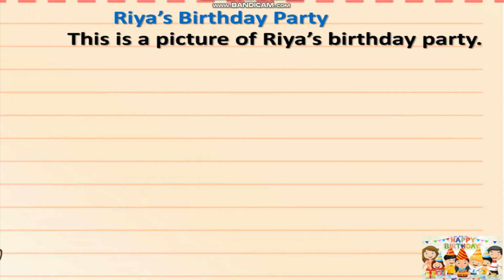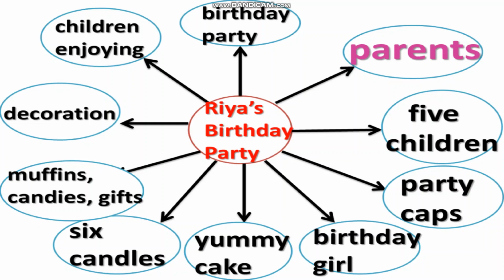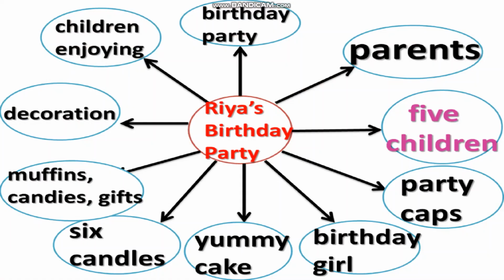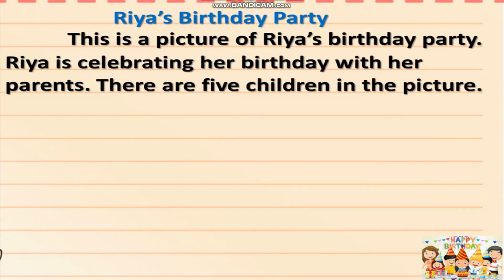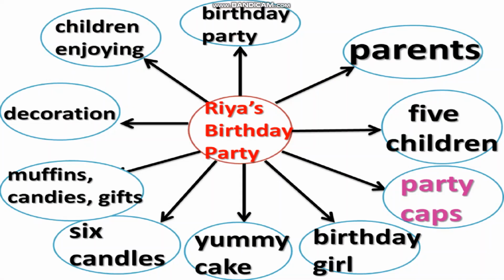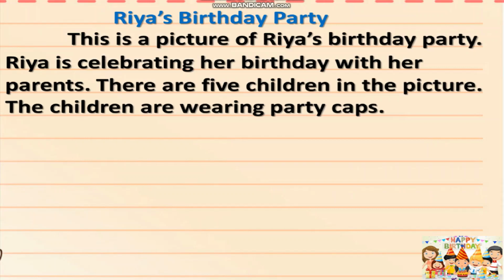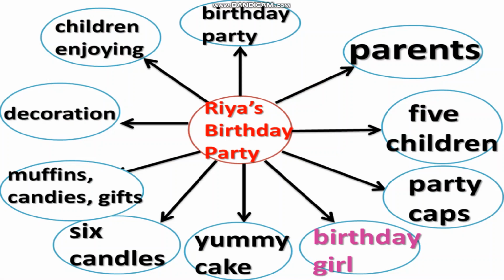Let us see our next point. Parents. Ria is celebrating her birthday with her parents. 5 children. There are 5 children in the picture. Party caps. The children are wearing party caps. Birthday girl.